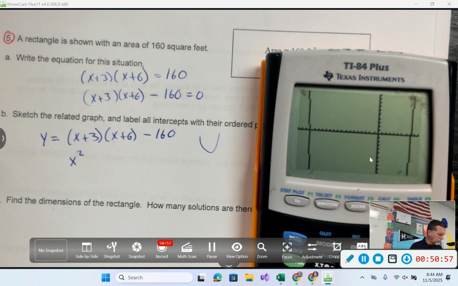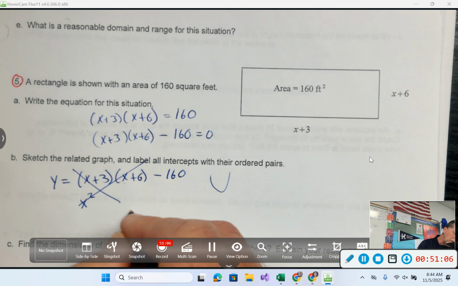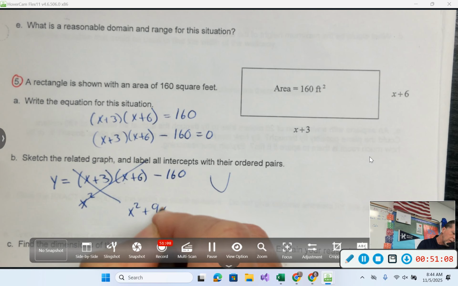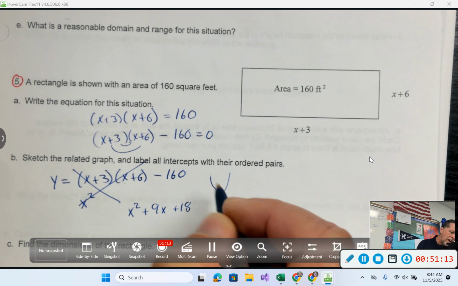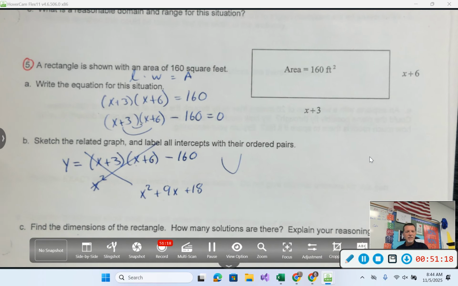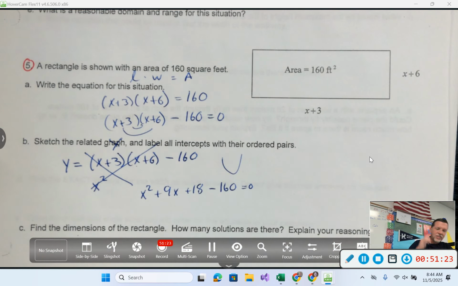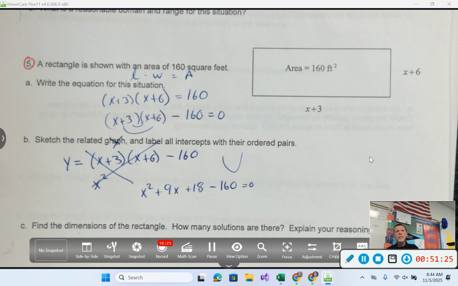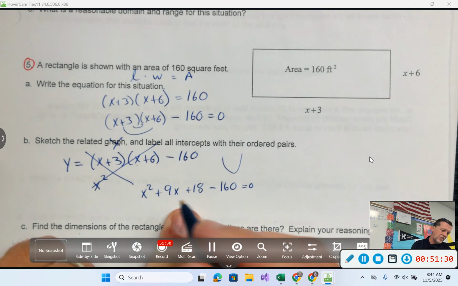Oh, I want to do it this way. You know what? Let's not do it the graphing way. Let's do it the other way. Forget this. Let's multiply it out. x squared plus 9x plus 18. I mean, yeah, we're doing geometry because length times width equals area. That's geometry. So forget the graph. Let's just do the quadratic formula again. I have to do a little bit of work, but not much.